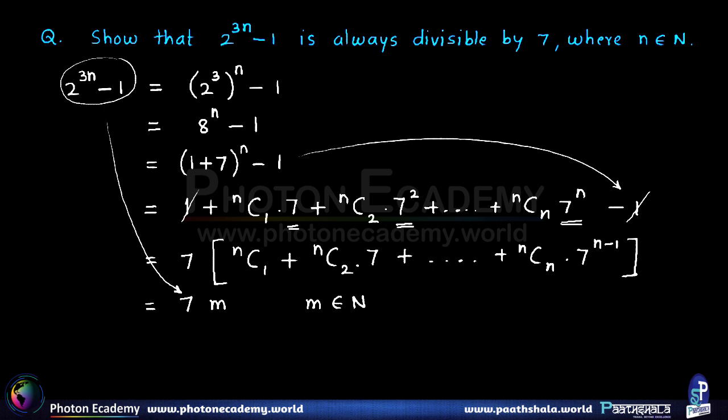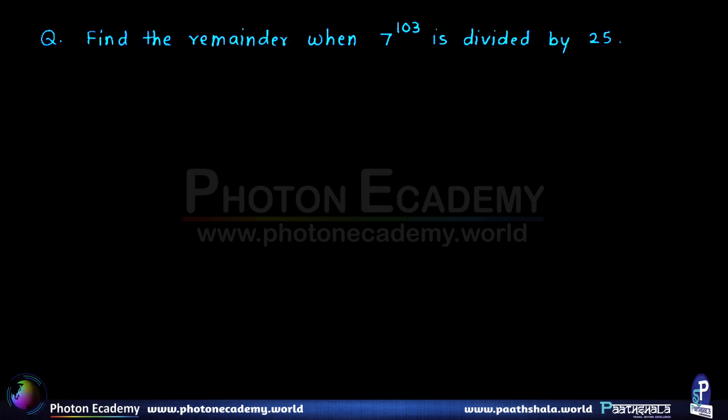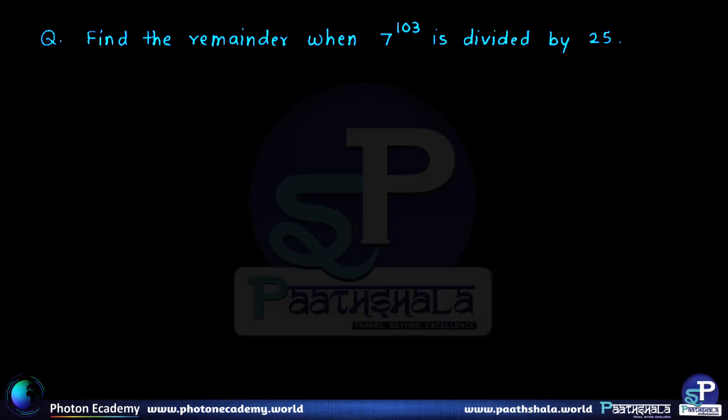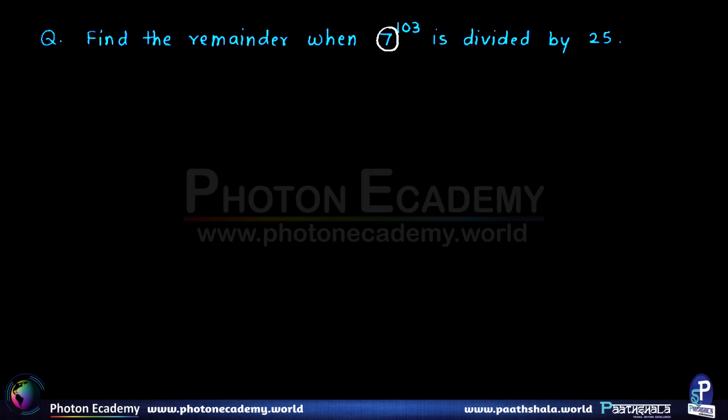Let's see another question, a different variety based on divisibility. Here we have to find the remainder when 7 raised to 103 is divided by 25. In this type of question, we try to find out the power of the base, that is, here the base is 7.